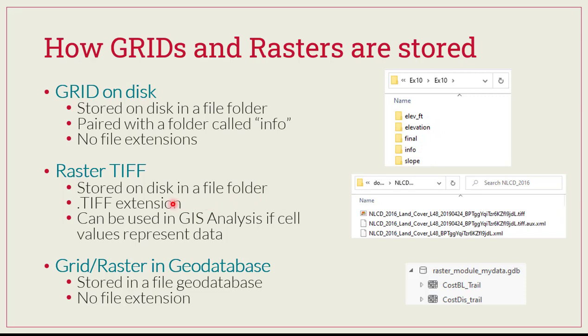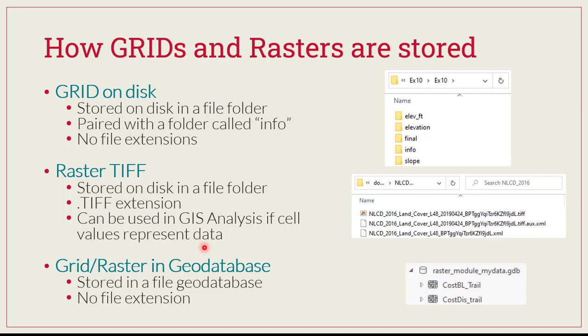Another common raster format in GIS right now is to store information as a TIFF. A TIFF is also stored within a file folder. It has the .tiff extension, and this is also referred to as a geotiff. A geotiff is a TIFF that, when you pull it into GIS software, has been georeferenced and knows where to draw in the landscape. So these can be used in GIS analysis if the cell values represent data.